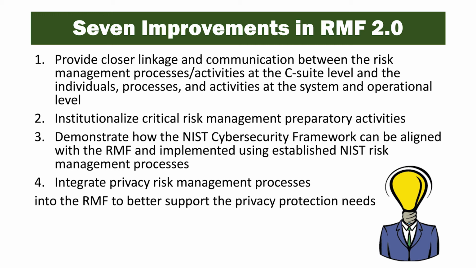There are 7 big improvements that you need to know that come with RMF 2.0. First, it provides closer linkage and communication between the risk management processes and activities at the C-suite level and the individual's processes and activities at the system or operational levels. So it's really making a tighter linkage between level 1 and level 2 and those system owners at level 3. It institutionalizes critical risk management preparatory activities. And that's the things we talk about in the prepare step. And the prepare step is split into 2 parts: prepare at the organization level and prepare at the system level.